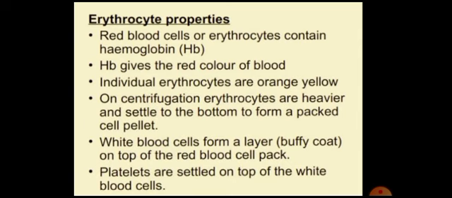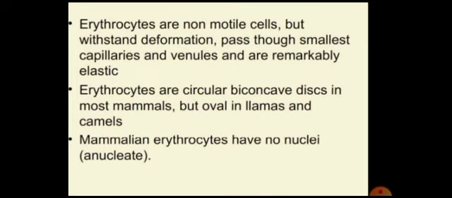On centrifugation, erythrocytes are heavier and settle to the bottom to form a packed cell pack. White blood cells form a layer, the buffy coat, on top of the red blood cell pack, and platelets settle on top of the white blood cells. Erythrocytes are non-motile cells but withstand deformation, are remarkably elastic, and pass through the smallest capillaries and venules. So, erythrocytes can pass through the capillaries.